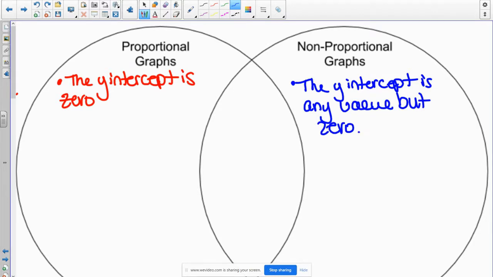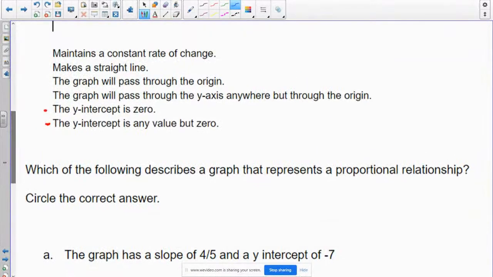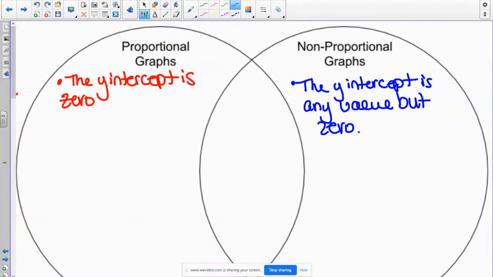Okay. The next two that we're going to look at here are: the graph will pass through the origin, and the graph will pass through the y-axis anywhere but the origin. So the origin is (0, 0), which means that's the y-intercept. So it totally makes sense that for a proportional graph, the graph will pass through the origin.